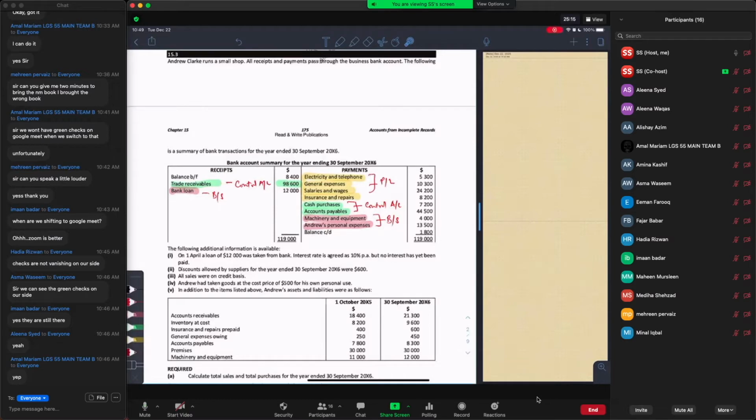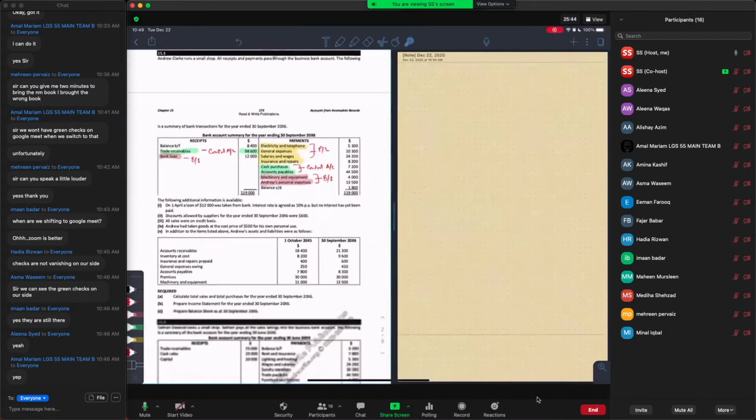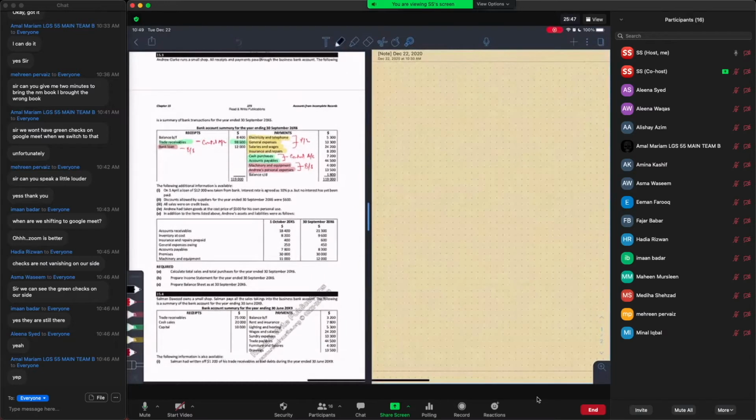Now move on to the additional information. There is a loan, 12,000. Obviously, we're talking about this loan, $12,000. It was taken from the bank, and interest is at 20% per annum. No interest has yet been paid. And the date of receiving this loan is the 1st of April, right? So on the 1st of April we took the loan, and every time you come across a long-term loan, be very careful about interest calculation. The loan itself is going to go to the balance sheet, of course, but the interest on loan is an expense, right?